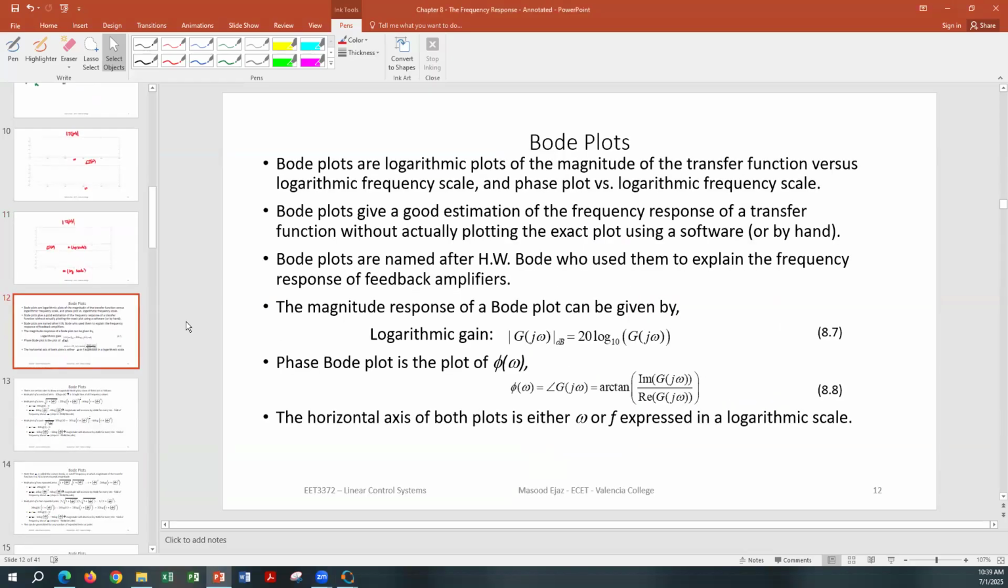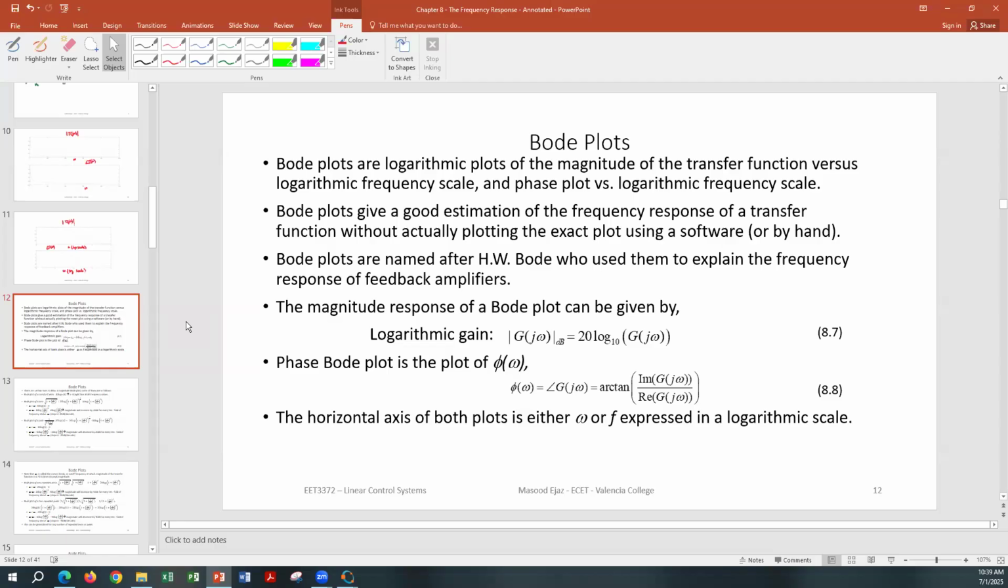Okay, the next topic is one of the most important topics in electrical mechanical engineering, which are called Bode plots. Bode plots are logarithmic plots. Your x-axis we already saw is in the logarithmic scale, but in Bode plot your y-axis is also, for the magnitude plots, in logarithmic scale.